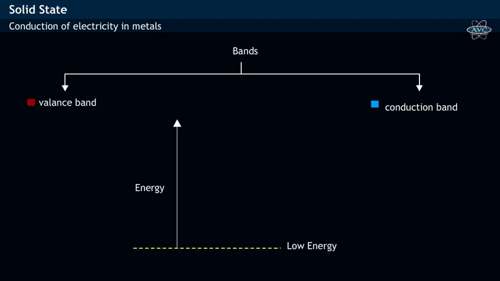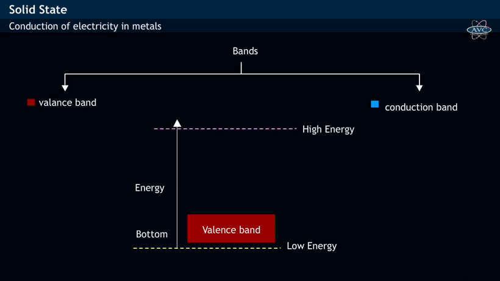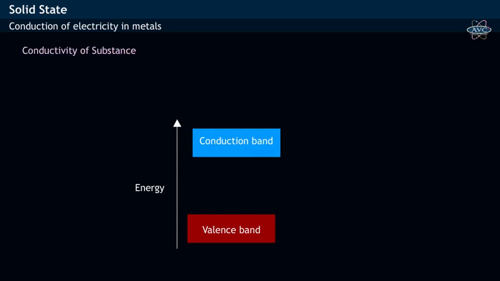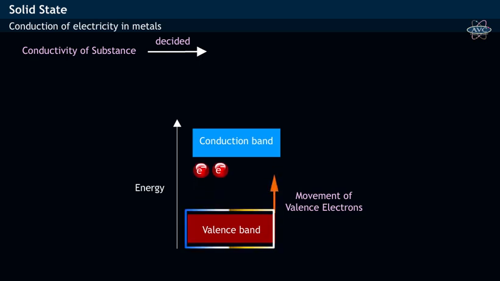Generally, in band theory, the low energy valence band is placed at the bottom, while the high energy conduction band is placed at the top. The gap that exists between a valence band and a conduction band is called bandwidth. The conductivity of a substance is decided by the movement of valence electrons from valence band to the conduction band as shown.